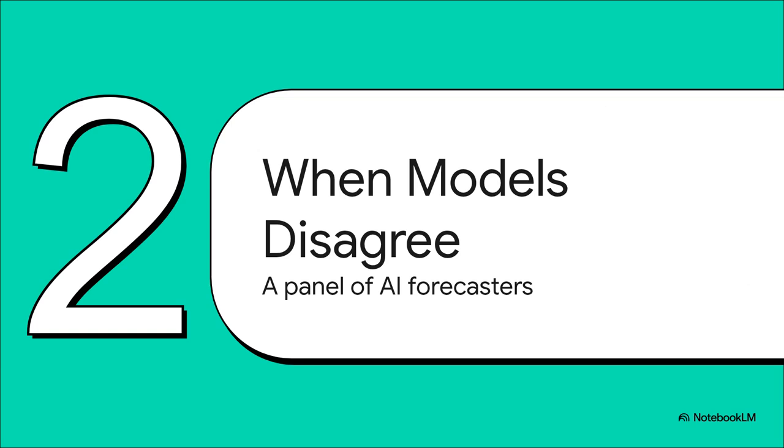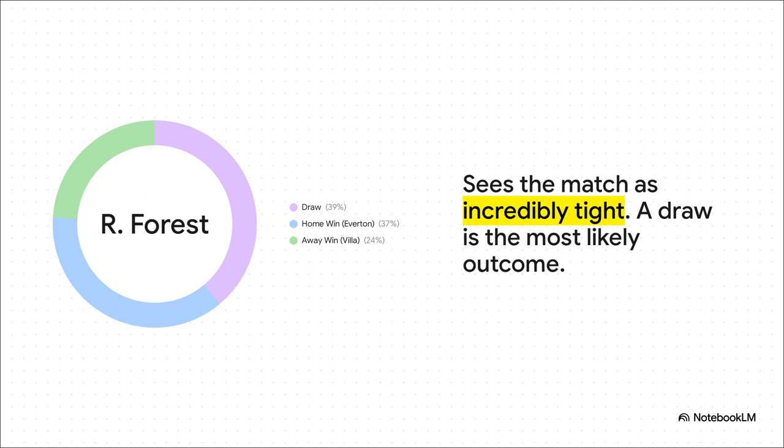See, we don't just use one AI. We've got a whole panel of different predictive models. And as you're about to see, they don't exactly agree with each other. Our first forecaster is called Random Forest. You can think of it like a huge committee making a decision.